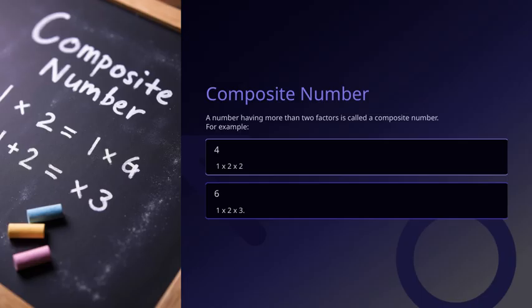We can express 4 as 1 times 2 times 2, which highlights its factors more clearly. Another example is 6, which has factors 1, 2, 3, and 6. We can represent 6 as 1 times 2 times 3. Recognizing composite numbers is important because they are made up of prime factors, and understanding this helps us see the building blocks of all numbers. This concept ties into our overall goal of understanding the structure of numbers and their relationships.